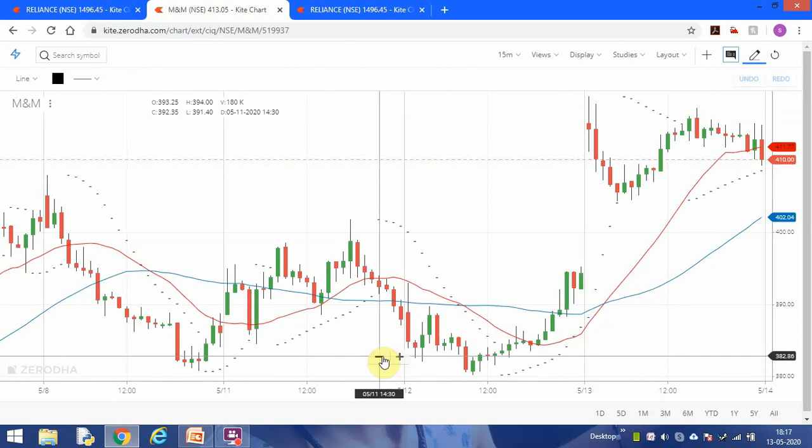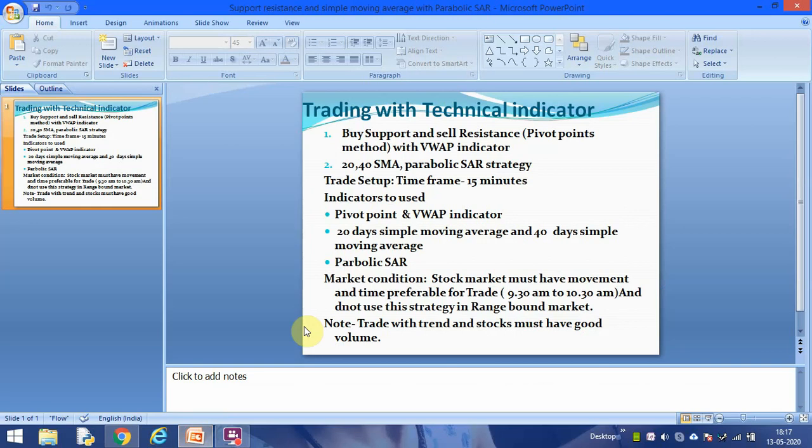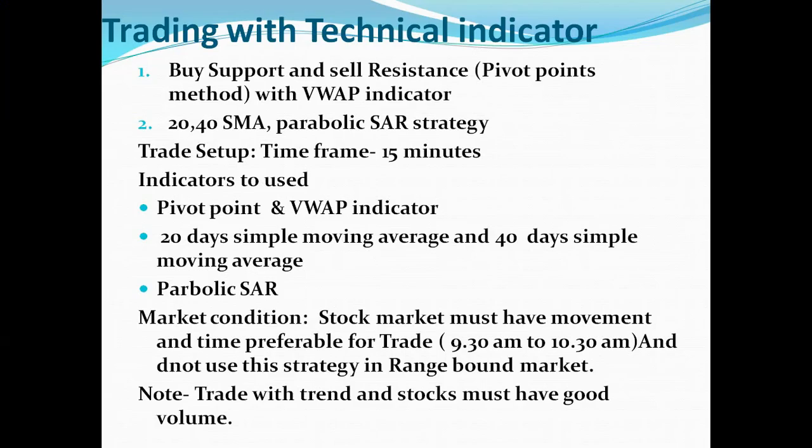So I have told you these two strategies. You can try these strategies, they work in normal market. I mean to say bear and bull market. If there is a range bound market, it is not going to work. So you can try that. Please do a paper trade and test it, and if you are comfortable, then you can try.